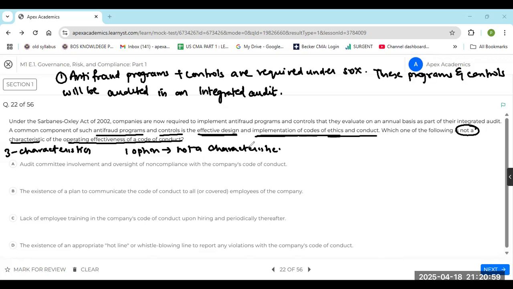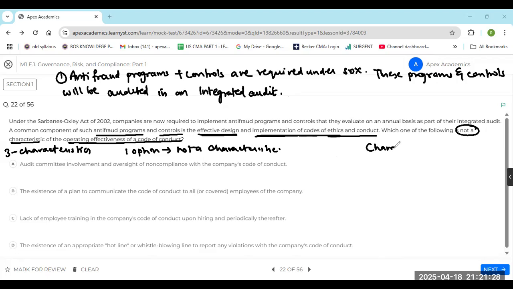Sir, what is the answer over here? Sir, let us please try to understand that companies are required to implement and evaluate anti-fraud programs and controls on an annual basis. Sir, yes, we have written that over here. Sir, what are the characteristics of the operating effectiveness? Sir, the existence of a plan to effectively communicate a code of conduct to all the employees.